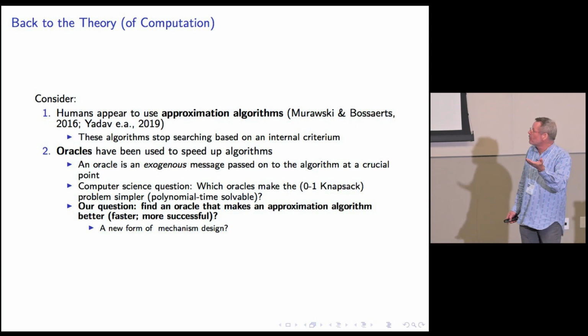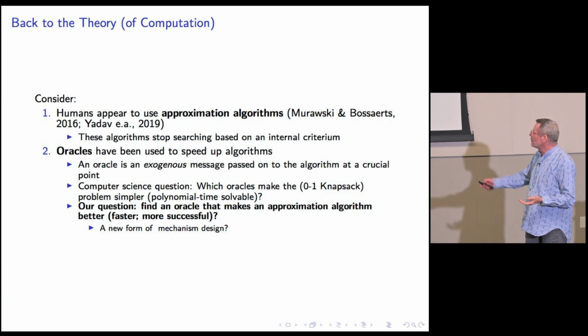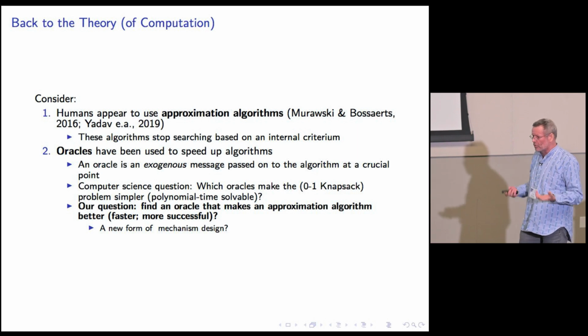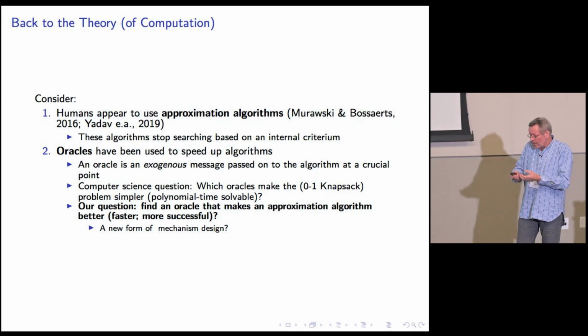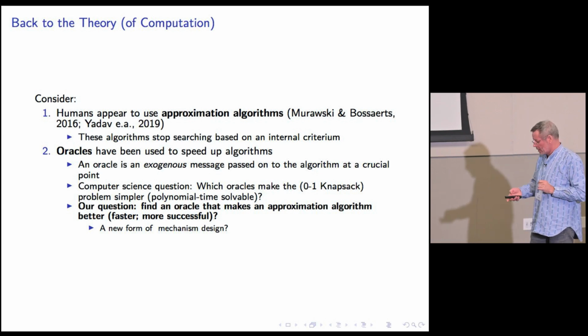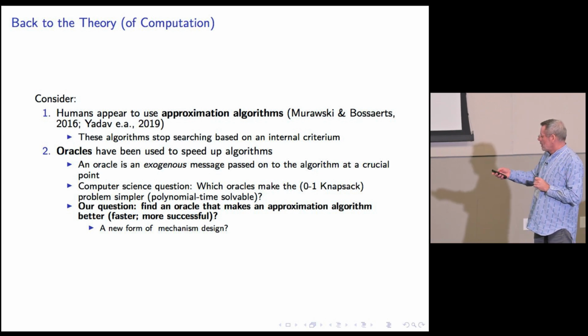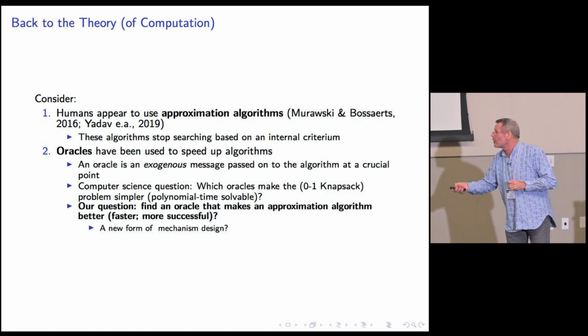I already mentioned humans use approximation algorithms. These algorithms stop searching based on an internal criterion. Right? So they try out a few things and they stop depending on those specific non-random trials. Switch gears, let's talk about oracles.